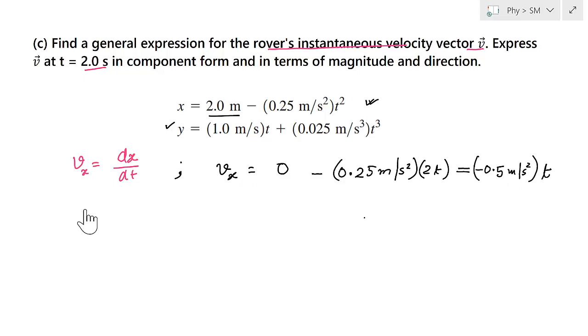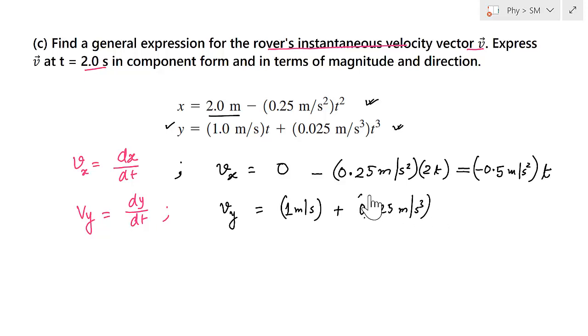Similarly, I can calculate Vy, which is nothing but dy by dt. So I have to differentiate component by component. So we will have 1 meter per second, and differentiation of t is simply 1, and this is 0.025 meter per second cube, and differentiation of t cube is 3t square. So I can write 1 meter per second plus 0.075 meter per second cube multiplied by t square. So this is Vx and this is Vy.